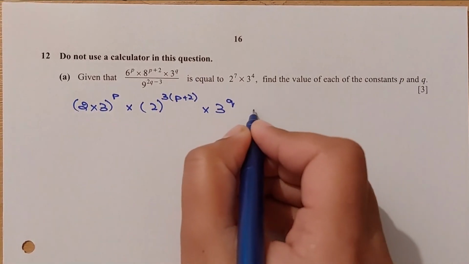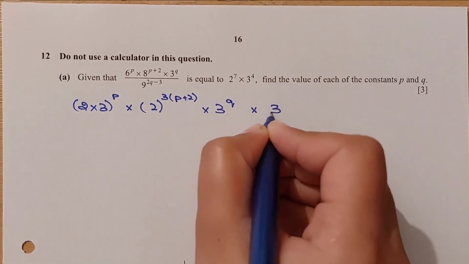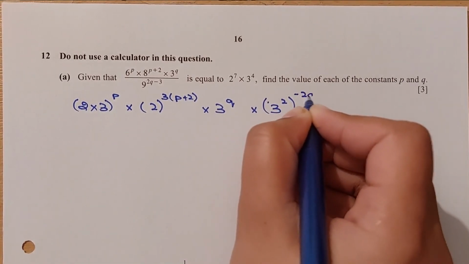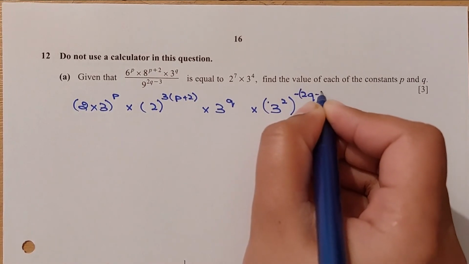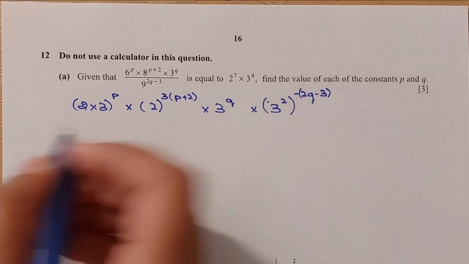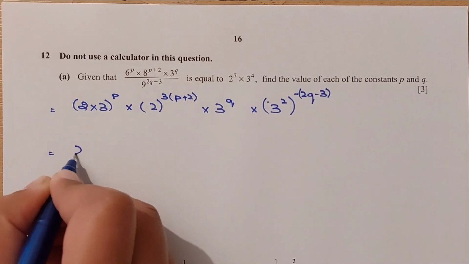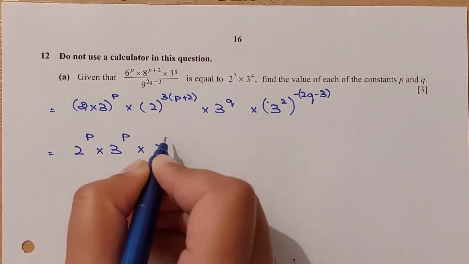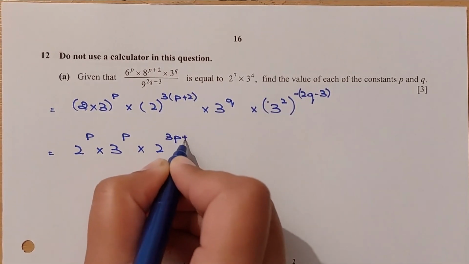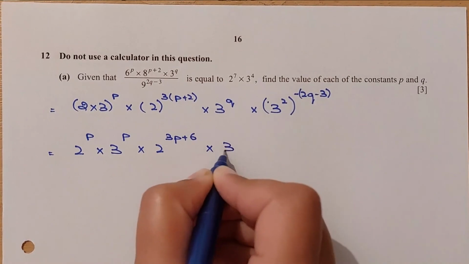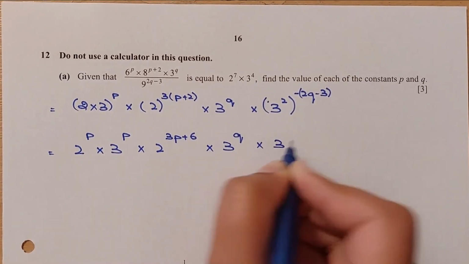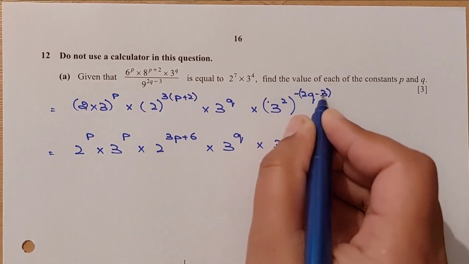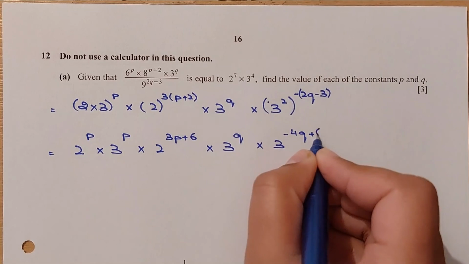Shifting 9 to the numerator, 9 is 3 square, and its power is minus 2Q minus 3. So negative, we have to put the bracket. Okay, simplify. So 2 power P times 3 power P times 2 power 3P plus 3 times 2 is 6, times 3 power Q times 3 power minus 2 times 2 is minus 4P minus 4Q, and negative times negative is positive. 2 times 3 is 6.